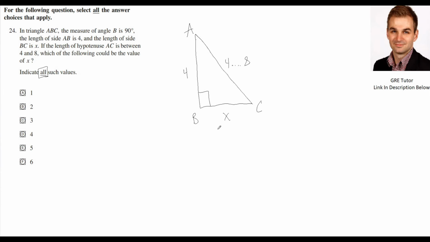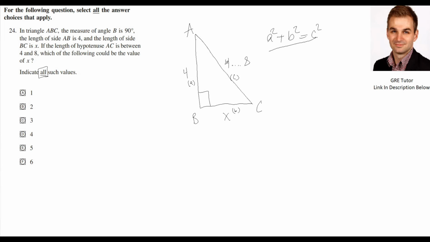So how do we find the value of x? This is going to rely upon what's called the Pythagorean theorem, which is that a squared plus b squared is equal to c squared. In this formula, a is going to be over here, b is going to be here, and then c is going to be here.